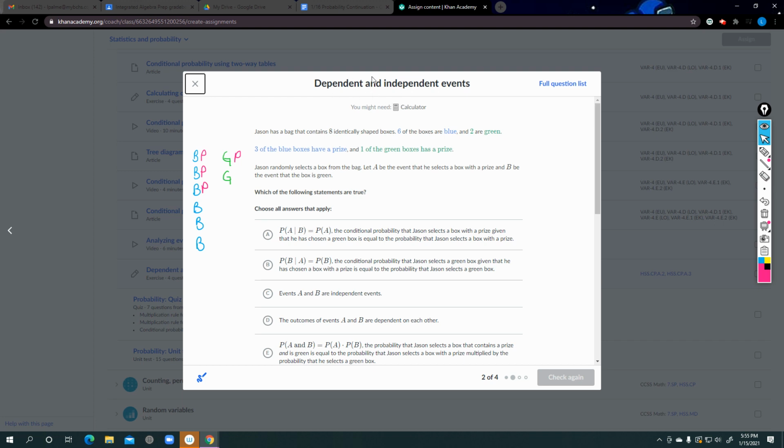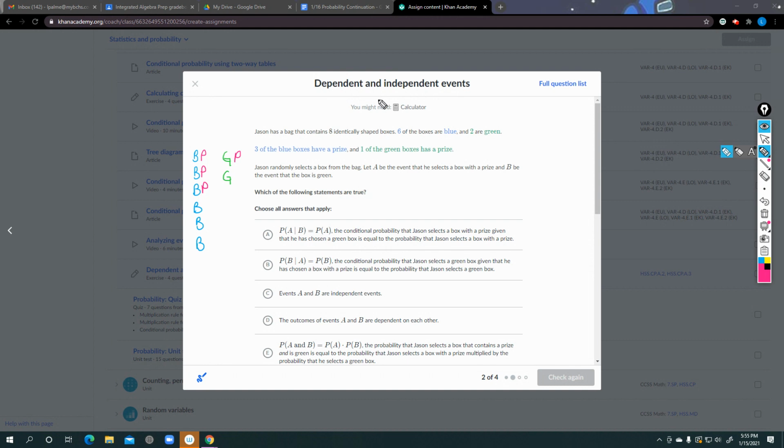Okay, dependent and independent events. All right, this problem is going to take a little bit to explain. So I already wrote out a little bit of information here, which I'll explain in a little bit. But remember, dependent means that an event depends on a previous event. Independent means the two events that are happening, or three events, whatever it is, do not depend on each other. They're both separate events that are happening. So their outcomes are completely on their own.